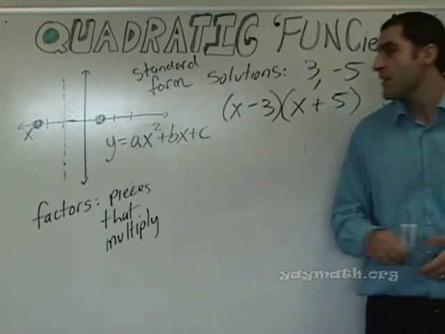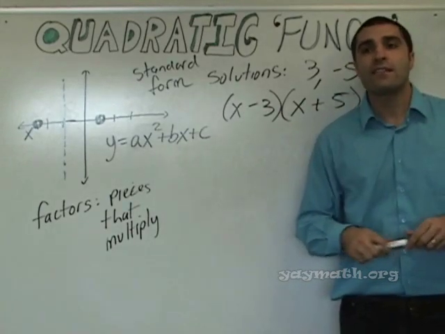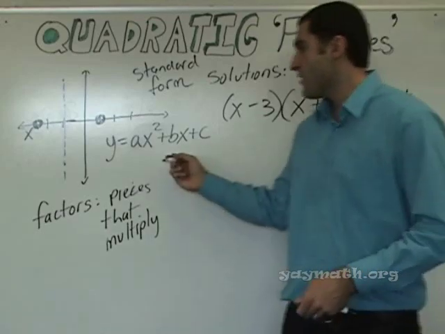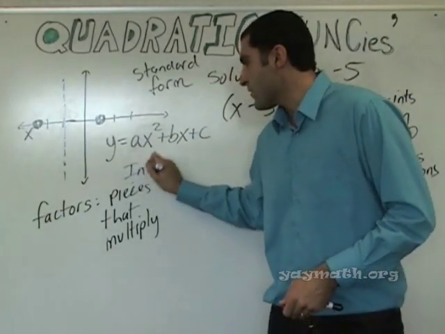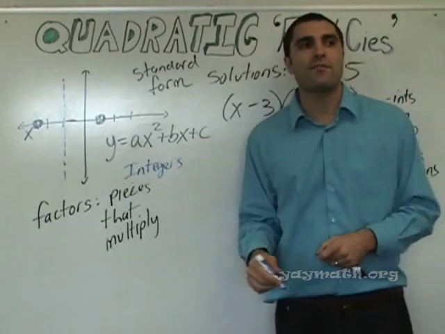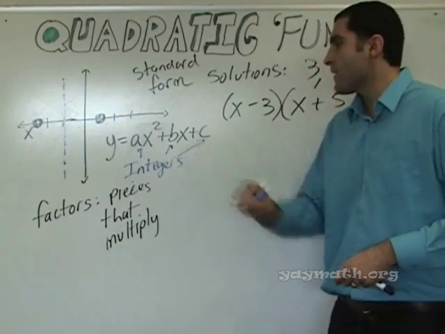So standard form, ax squared plus bx plus c. Here's the thing: a, b, and c need to be integers, meaning negative 1, negative 2, negative 3, 1, 2, 3, and so on. Not 1/3 and stuff, right?